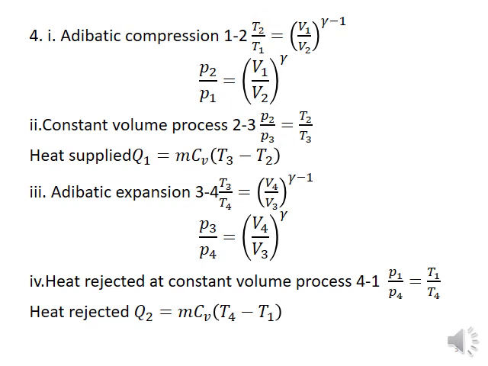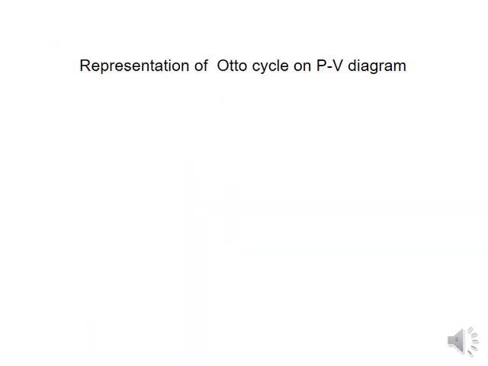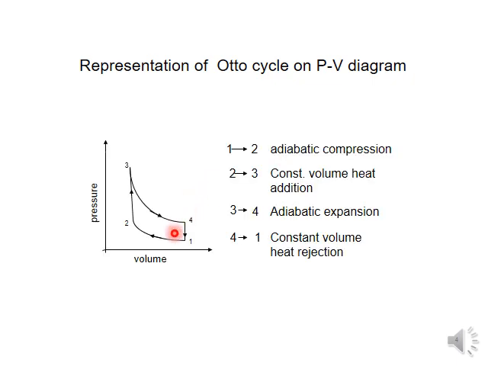And we all know that in the last class we discussed how to draw the PV diagram and the TS diagram of the Otto cycle. Just look at the PV diagram and the TS diagram of the Otto cycle in the next slide. Representation of an Otto cycle on the PV diagram. So you all know that 1 to 2 is adiabatic compression, 2 to 3 constant volume heat addition, 3 to 4 adiabatic expansion, 4 to 1 constant volume heat rejection.